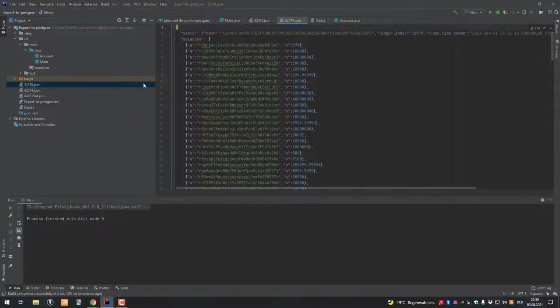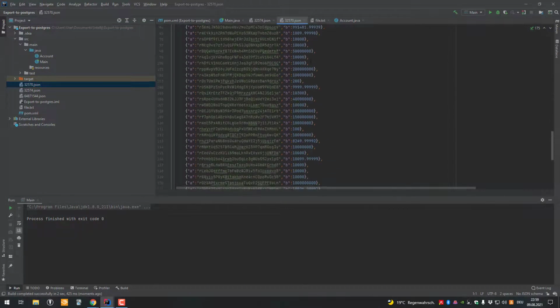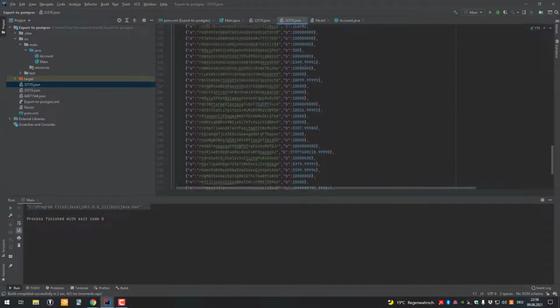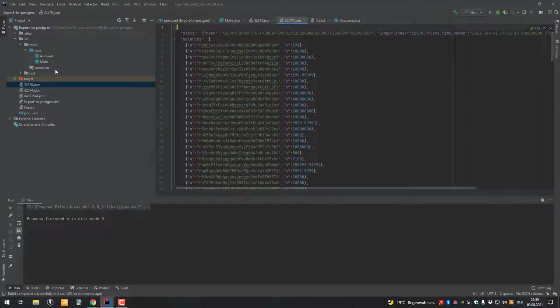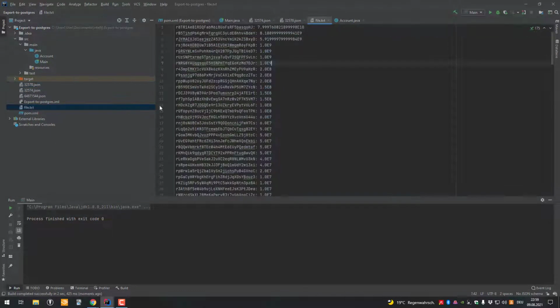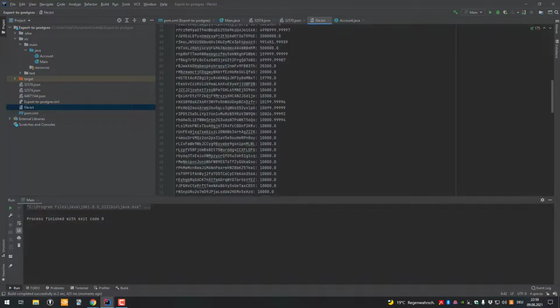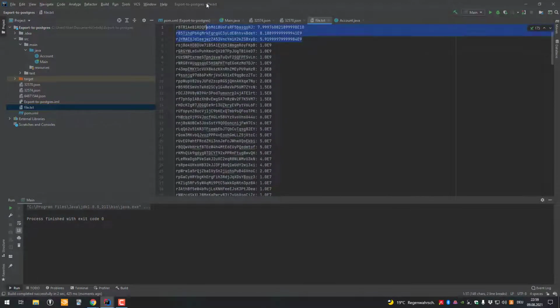Alright, so now I've got that one here, and it should be the sorted one, shouldn't it? Yeah, hopefully. And right, so I think it worked. It basically just takes all the accounts and sorts them by balance. So you can see that account here. This one has 80 billion.